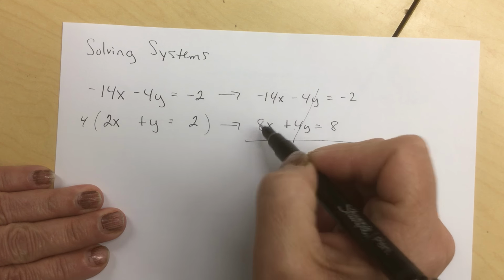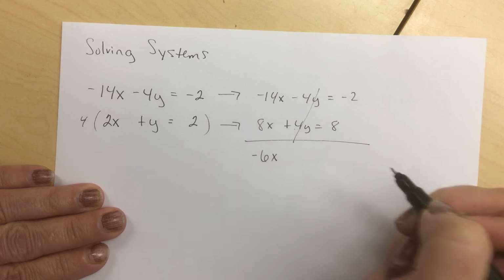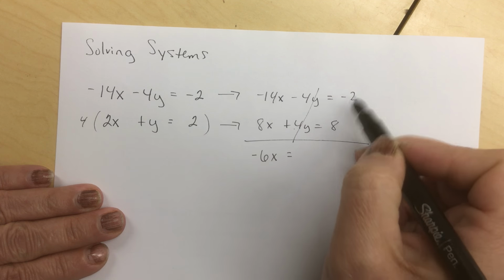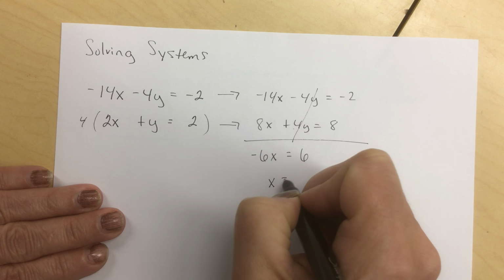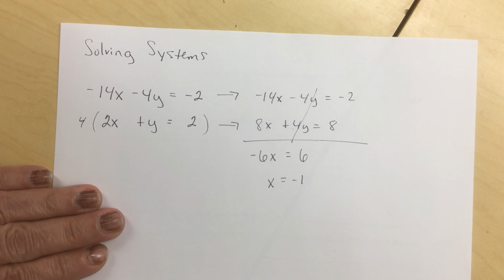Negative 14 plus 8 is negative 6. So I have negative 6x equals, and when I add that together, I get positive 6. So when I divide both sides by negative 6, I get x equals negative 1.